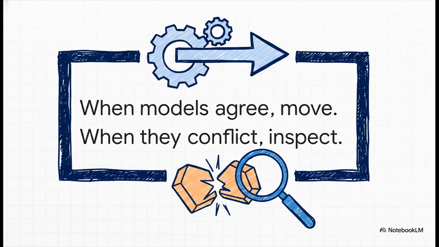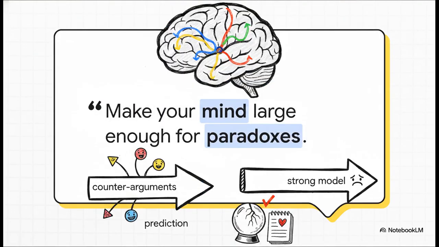So here are your operational rules. When models agree, move. When models conflict, inspect your assumptions. And when reality rejects all of them, you have to update the question. I know updating the question hurts, but the model thinker makes that uncomfortable ground negotiable. Make one's mind large enough for paradoxes.